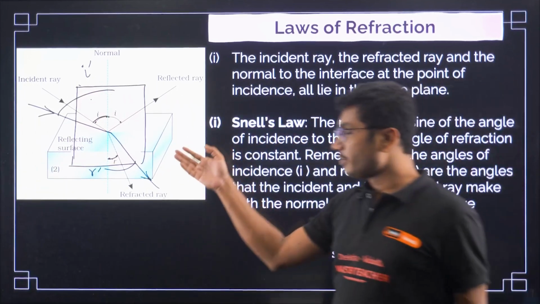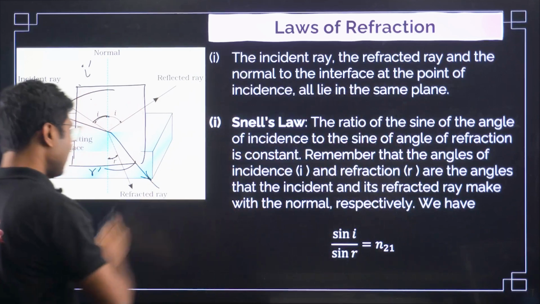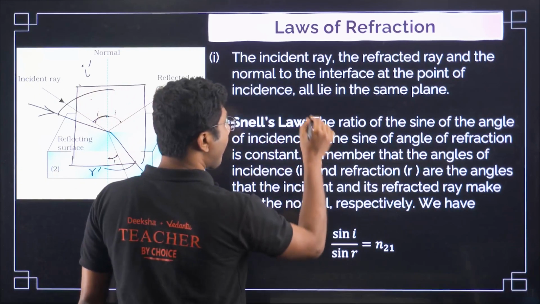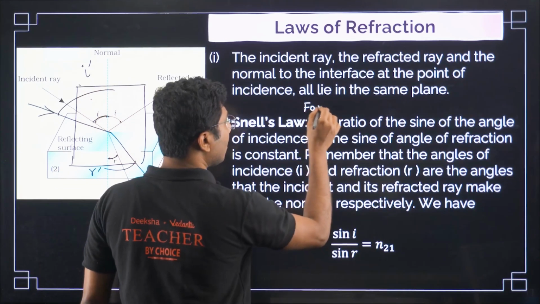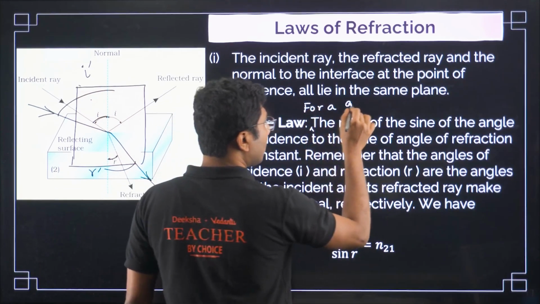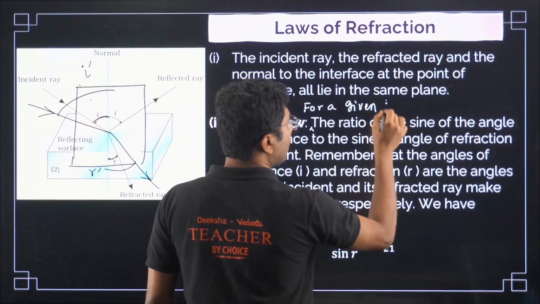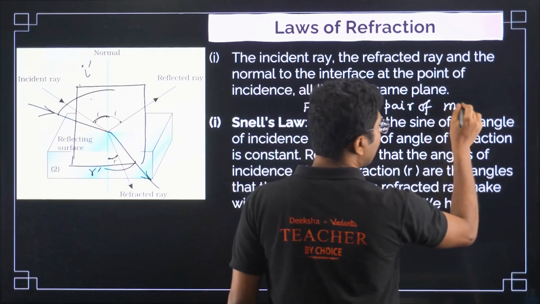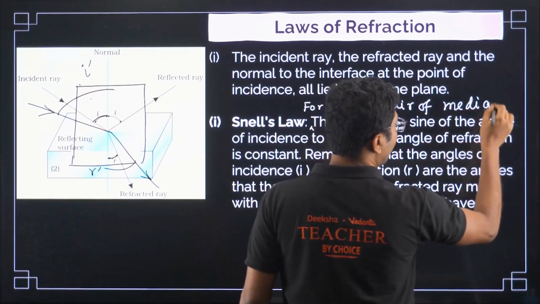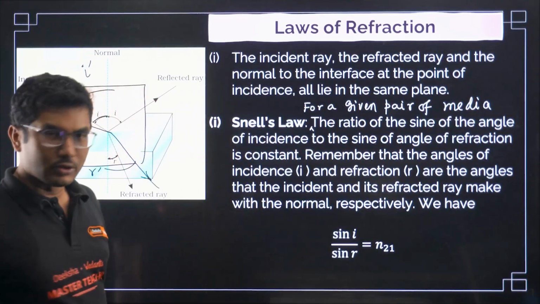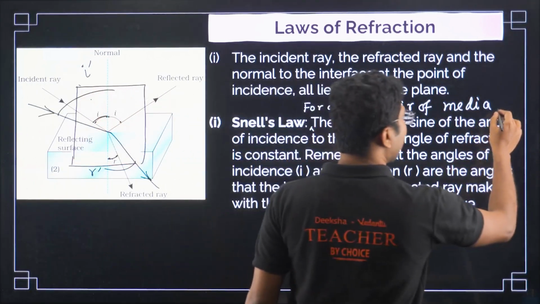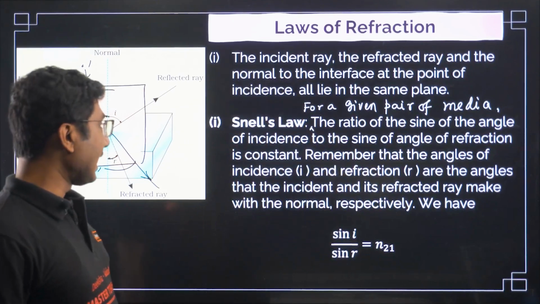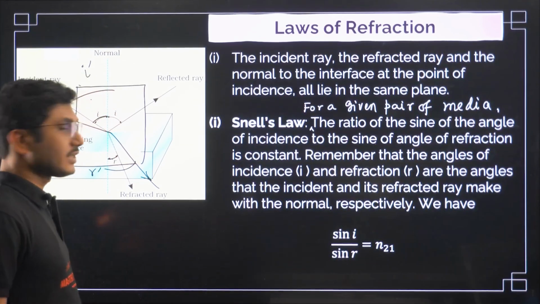For a given pair of media, it should have been mentioned over here as well. Why media? Because medium is singular, media is plural. For a given pair of media, the ratio of the sine of the angle of incidence to the sine of the angle of refraction is constant.